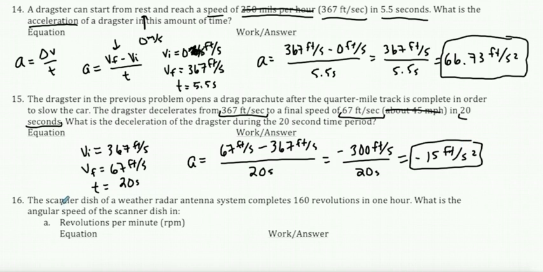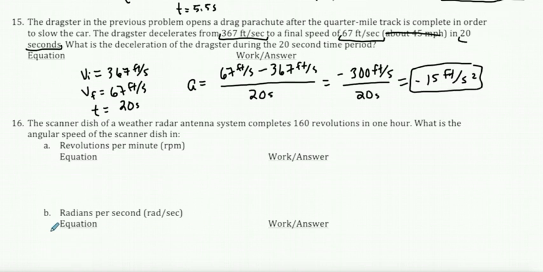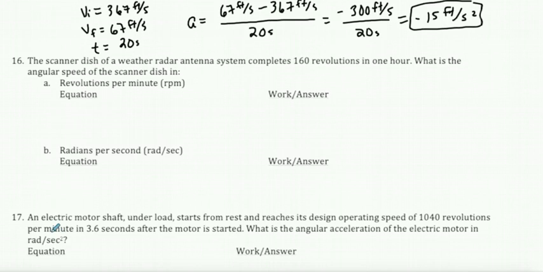So down here is an example that we did in class one time. We're looking at a scanner dish of a weather radar antenna system. So it's going to complete 160 revolutions in 1 hour. And we're looking for the angular speed of the scanner dish. And we're looking for it in revolutions per minute, that's part A, and radians per second, that's part B.